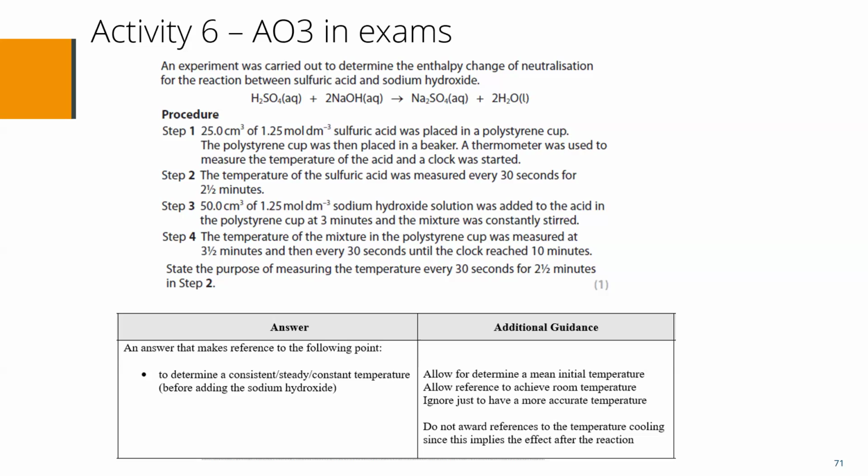State the purpose of measuring the temperature every 30 seconds for 2.5 minutes in step 2. And that is to determine a consistent or steady or constant temperature before adding the sodium hydroxide. Now, before adding the sodium hydroxide is in brackets, so obviously we don't need to see that in the answer. We would like to see it, but it's not essential. Allow, determine a mean initial temperature. Allow reference to achieve room temperature. Ignore just to have a more accurate temperature.